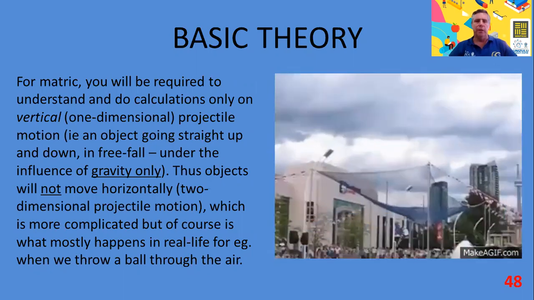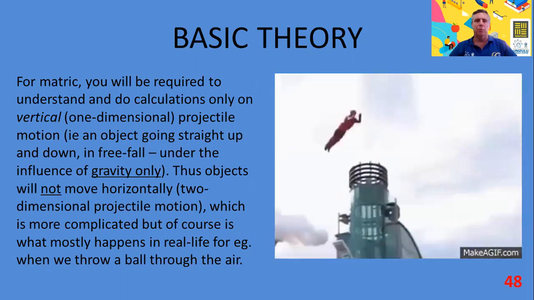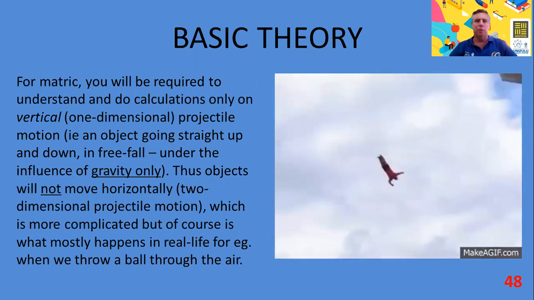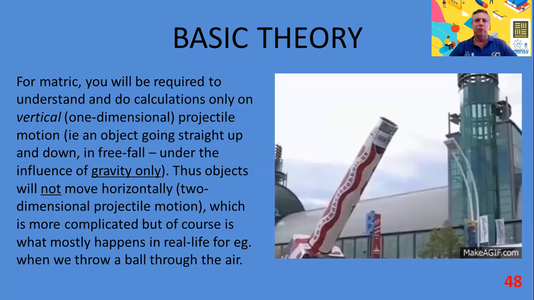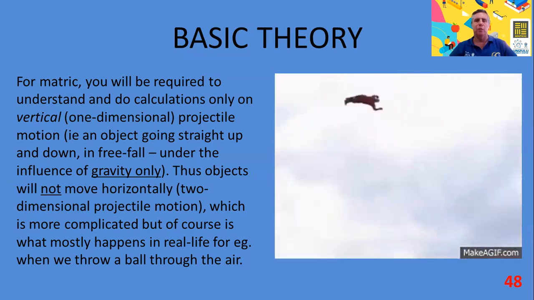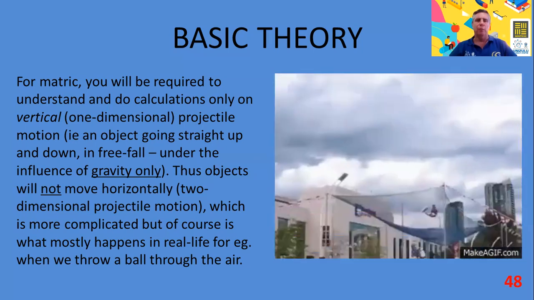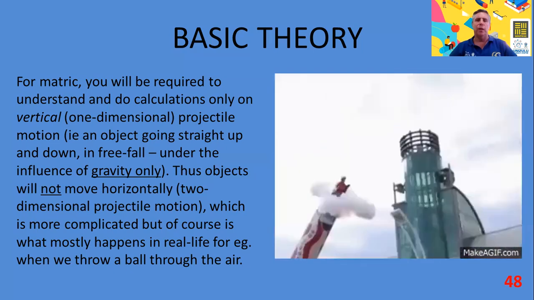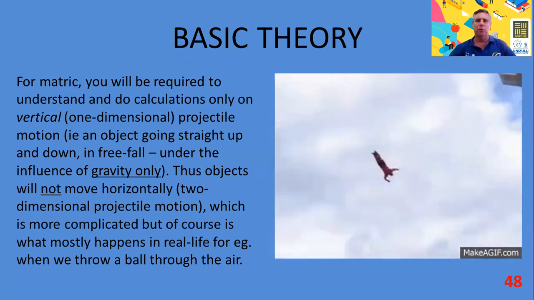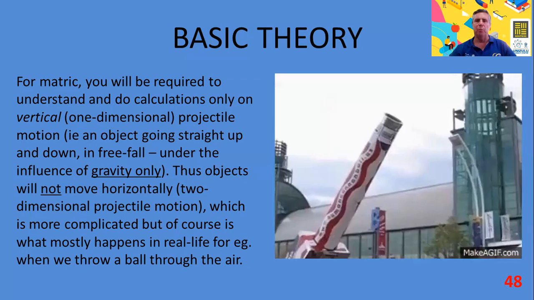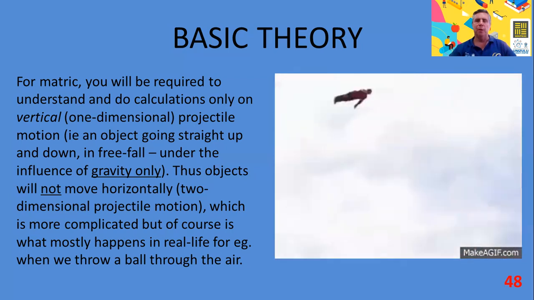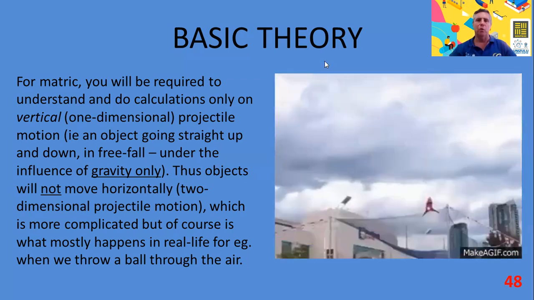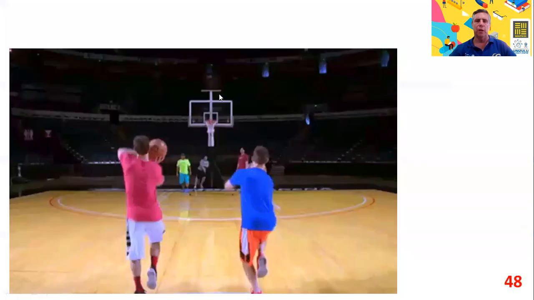Now, many things that fly through the air exhibit projectile motion, like this person being shot out of a cannon. They travel up and down, and in this case, they also travel forwards. Now, for matric, you only need to understand one-dimensional projectile motion, which is just straight up and down. It's much simpler, but of course, in real life, things normally travel forwards as well.